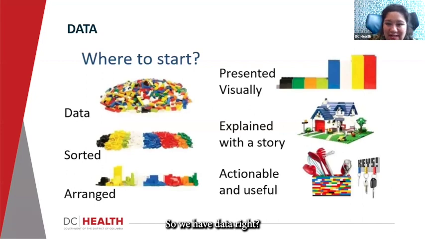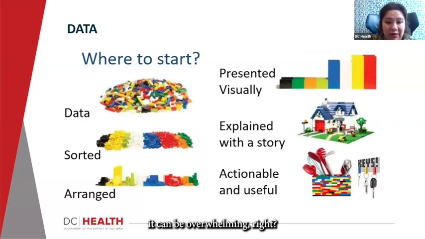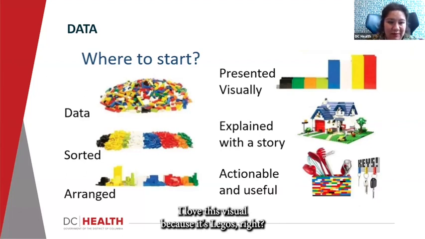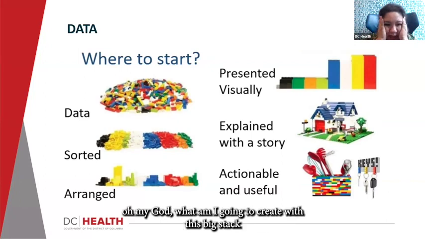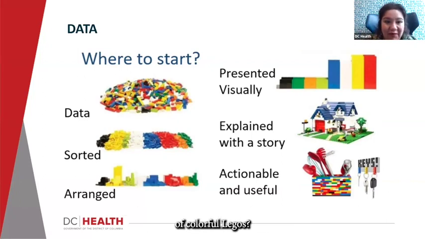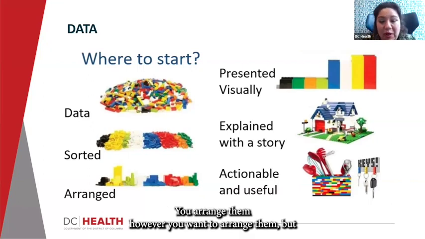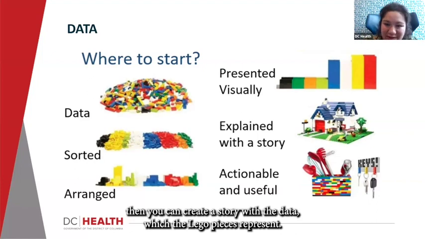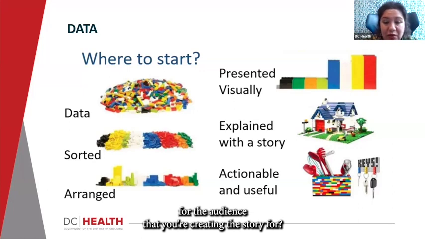So we have data, right? However you collect your data, whether you're collecting it or sorting through it, it can be overwhelming. I love this visual because it's Legos. Imagine just a big pile of Legos, all different colors, and you're looking at it and thinking to yourself, oh my God, what am I going to create with this big stack of colorful Legos? So you have the data, you go through the Legos and you decide to sort them out. You arrange them however you want, but then you can create a story with the data, which the Lego pieces represent. So what story are you going to share? What's going to be compelling and how are you going to make it interesting for the audience that you're creating this story for?